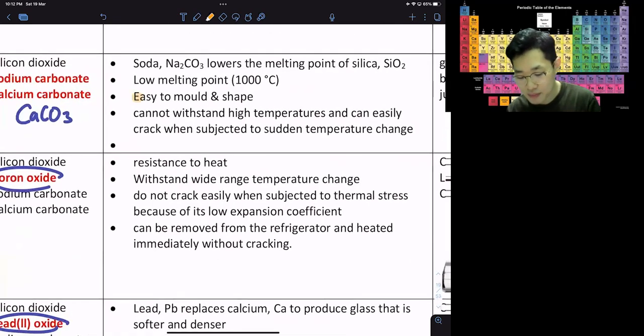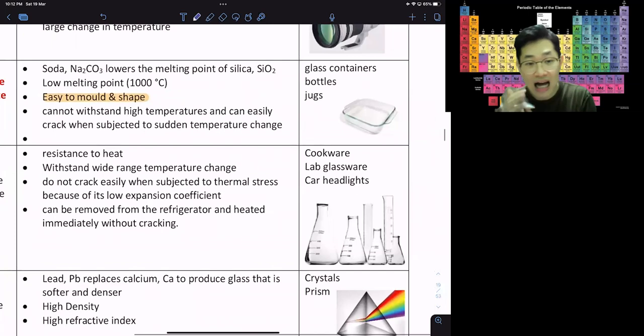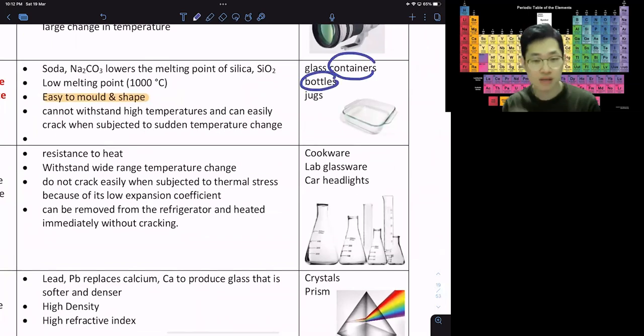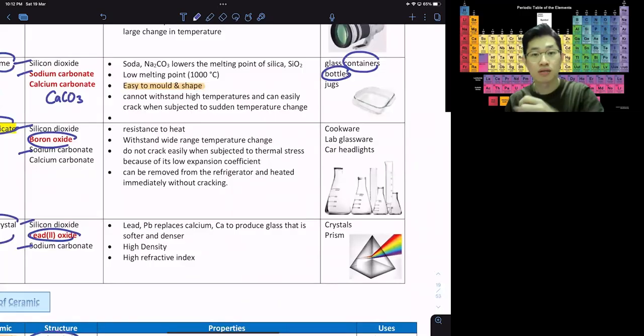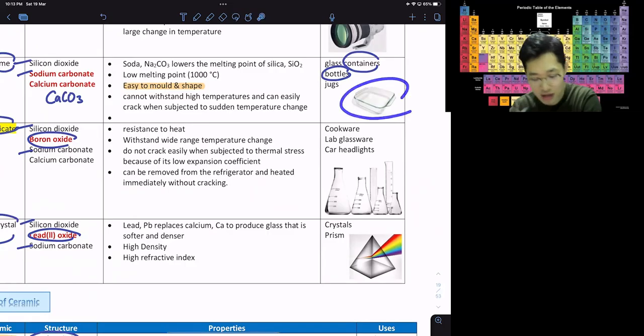Soda lime is easy to mold and shape. That's why they are widely used in making containers, bottles. Can be shaped easily. Okay, and like the Coke that is put in glass bottle, that one is also soda lime glass. No, I think that is cheap glass. Okay, I mean better quality one, the Tupperware one.